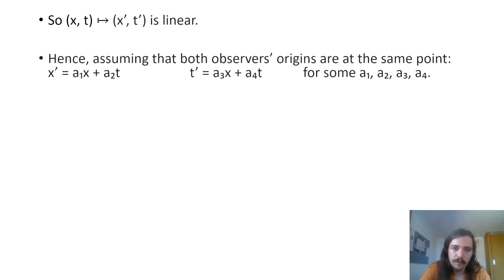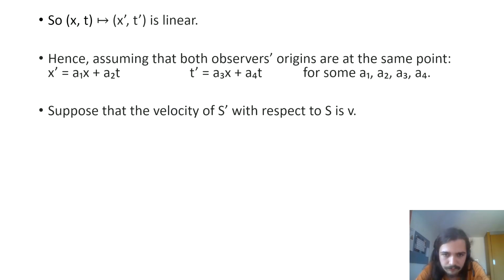And a property that linear transformations are known to have is that you can express x prime and t prime as degree 1 polynomials in x and t. So effectively, some multiple of x plus some multiple of t will be x prime, and then some other multiple of x plus some other multiple of t will be t prime. And this is true for some constants a1, a2, a3, and a4. I say constants, but they do depend on the relative velocity between S and S prime.